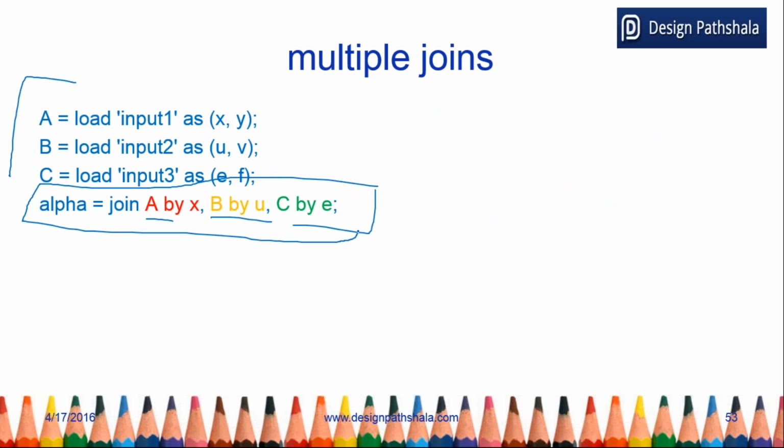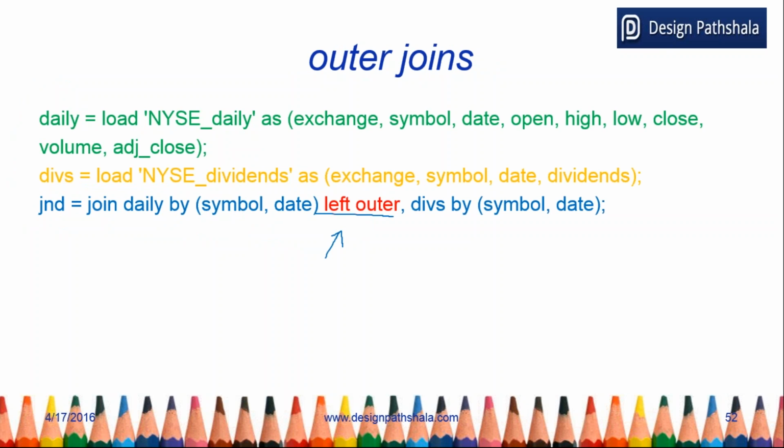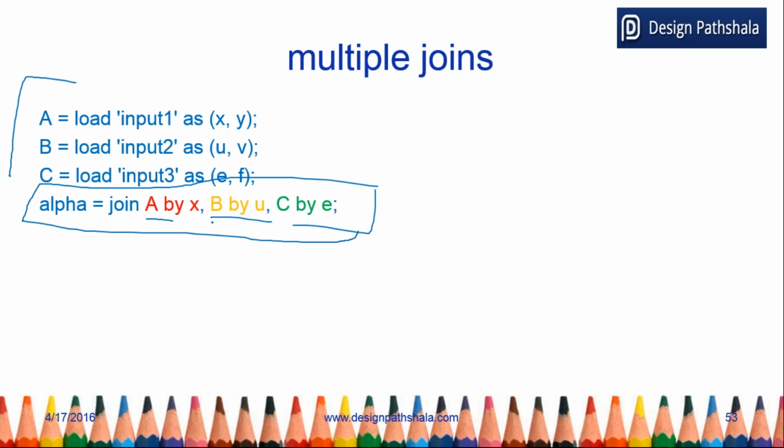We don't do a self join in this, right? Self join you can do: join A by X and A by V or A by Y. Oh yeah, here it can. Makes sense.